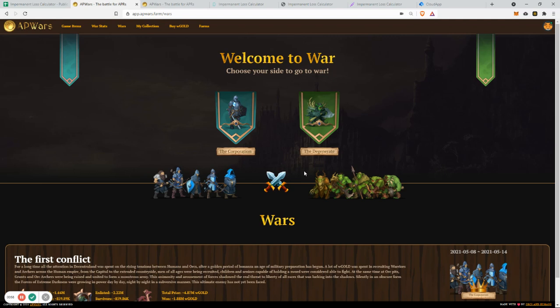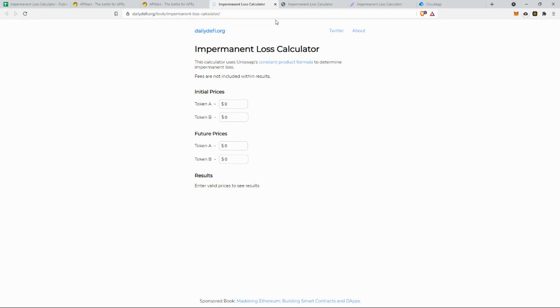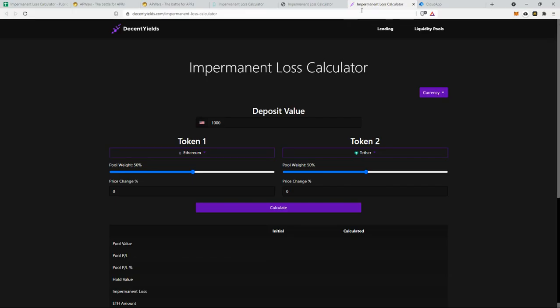If you Google it and check it online, you will find different impermanent loss calculators. All of them do pretty much the same. You state the initial prices, the future prices of the tokens that you have provided, and in the end, it will give you a result. For this example, I'm just going to use Decent Yield's impermanent loss calculator, which gives you a really good idea of how it works. However, it's very, let's say, boring because you have to use this tool every single time that you want to have your tokens calculated and how your impermanent loss is being affected based on the evolution of your token. So let's jump into the example.